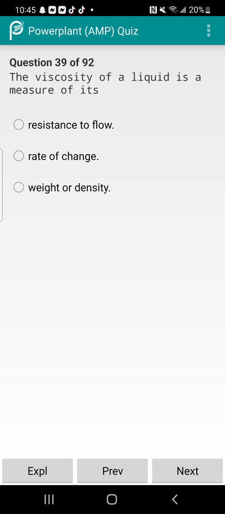The viscosity of a liquid is a measure of its resistance to flow.